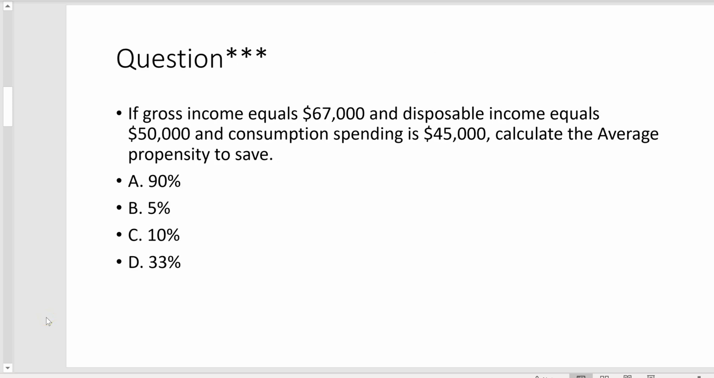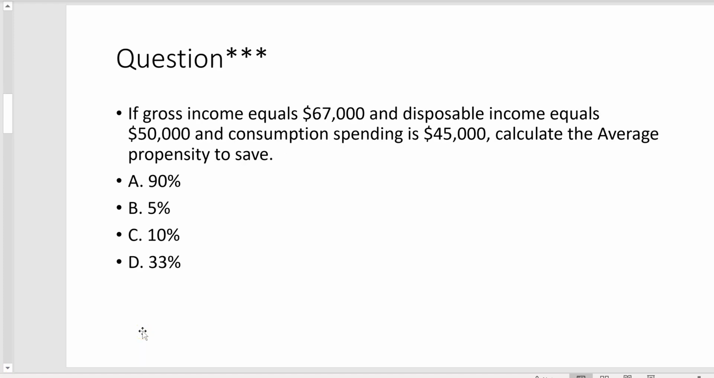So here, if gross income equals $67,000 and disposable income equals $50,000 and consumption spending is $45,000, calculate the average propensity to save. The gross income of $67,000, that's not important. That's just a distractor. So it's the $50,000 of disposable income compared to the $45,000 of consumption. You're spending most of your disposable income and saving only $5,000 of the $50,000, and that will be 10%, right? Because you're only saving $5,000 of the $50,000 since you're spending $45,000, and $5,000 over the $50,000 gives you an average propensity to save of 10%, which is letter C.